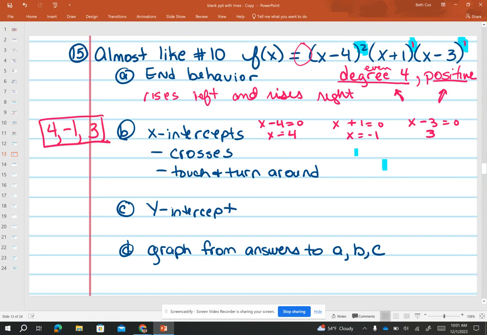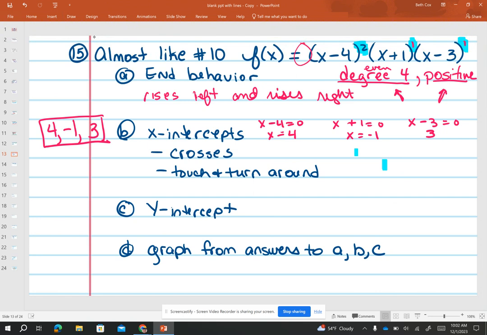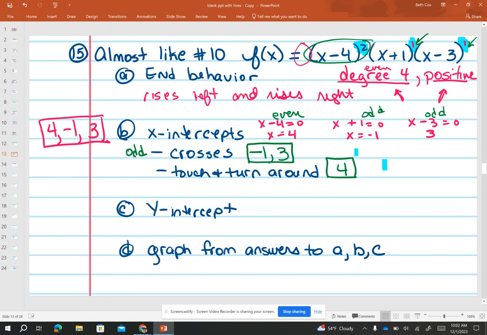Okay, now, which ones do we cross at? The crossing, okay? So it crosses at the odd powers. This one had an odd power, so it's going to cross at negative 1 and 3. This one had an even power, so it's going to touch and turn around at that answer.